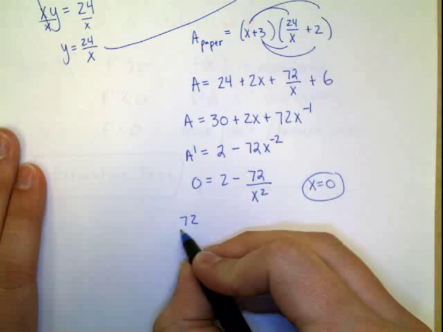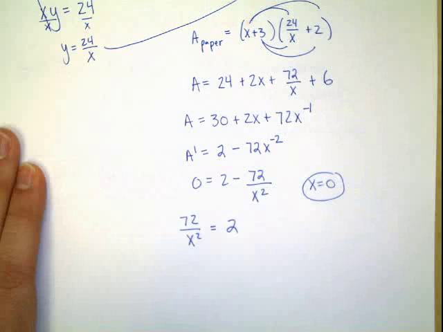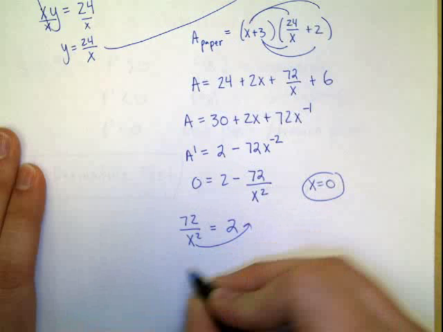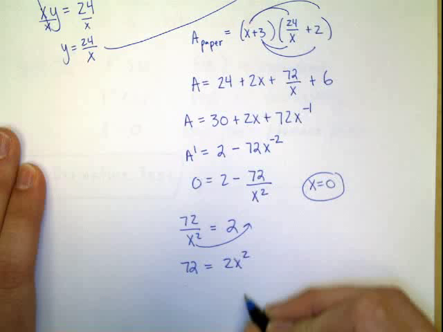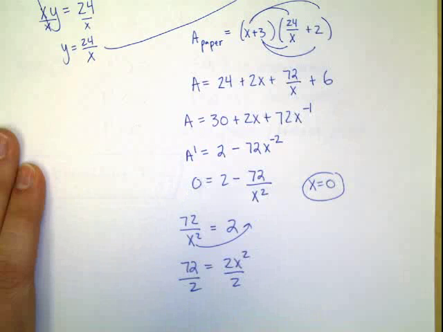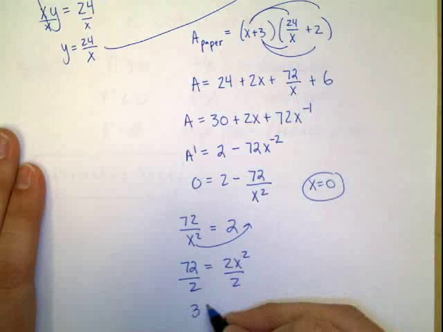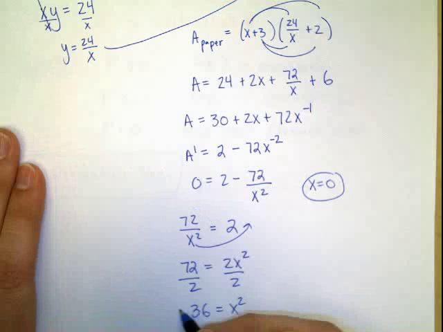And then to solve it, you might find flipping the fraction to the other side, so it's a positive 72 over x squared equals 2. That might be easier. Move the x squared up. 72 equals 2x squared. Divide the 2 away from both sides. So divide 72 in half, and that's 36 equals x squared.